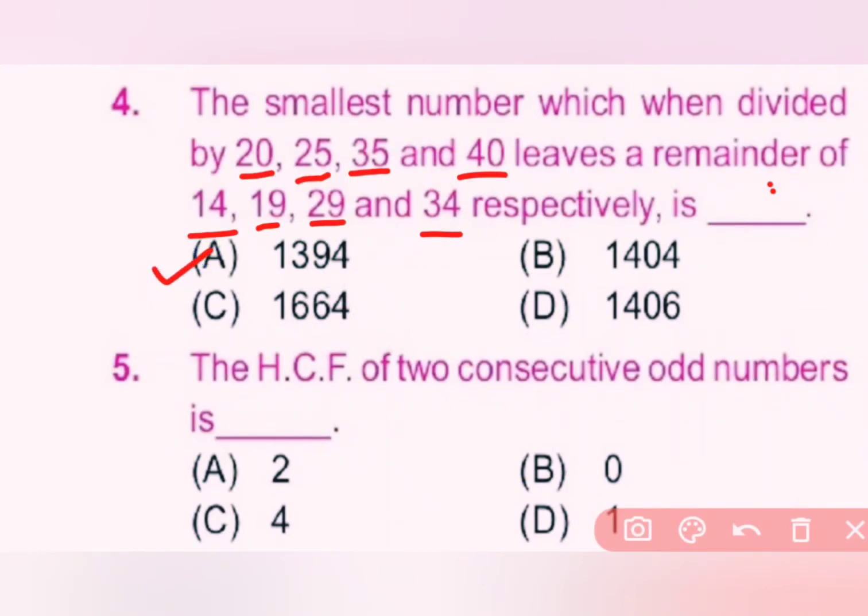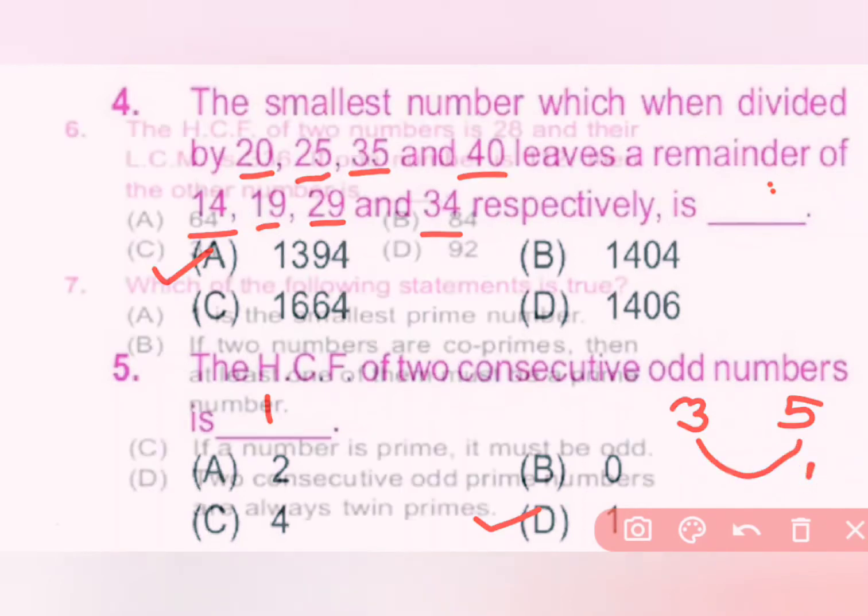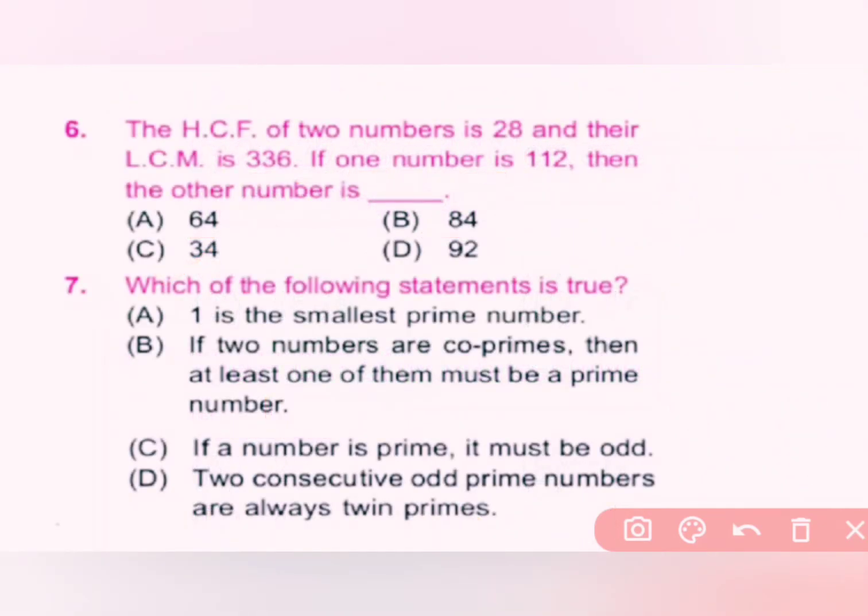Question number 5. The HCF of two consecutive odd numbers is 1. D is the right answer. If I take 3 as an odd number and 5 as an odd number, their HCF is 1.